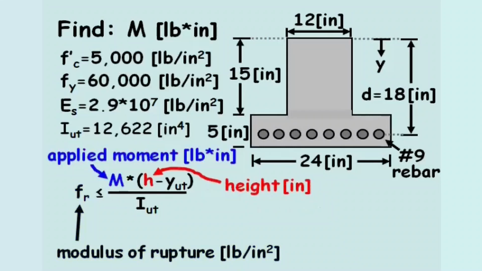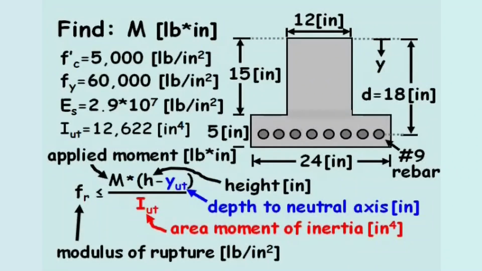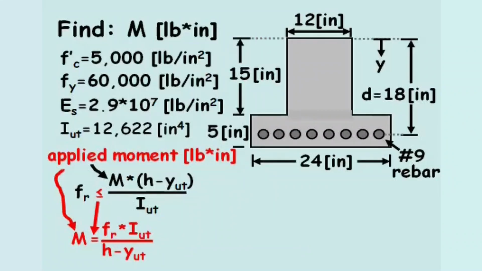H represents the total height of the beam, and variable y sub ut represents the depth to the neutral axis of the beam. Variable I sub ut equals the area moment of inertia of the beam. The subscript ut refers to the uncracked, transformed state. We'll rearrange this equation to solve for the applied moment, M, and change the at-most sign to an equal sign.